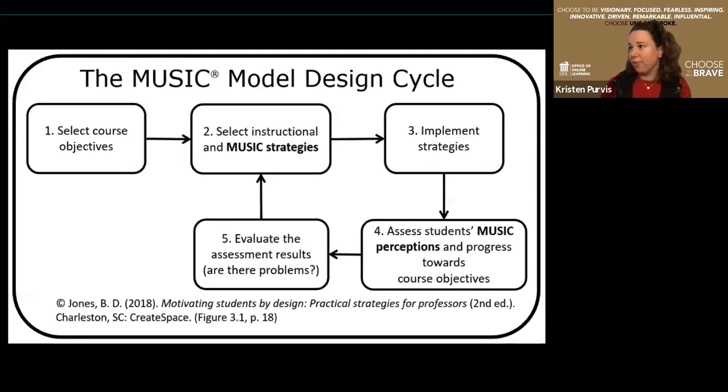Okay, and next we've got a couple diagrams from the MUSIC Model book. So you can see the first step is to select your course objectives, select your instructional and MUSIC strategies, implement those strategies, and then assess your students' understanding of how their perceptions of those work into the course. And you can do that by asking them those questions that I had on the previous 5 slides when you're evaluating. And then once you get their responses, you can look at the results and see if there's any areas that have problems and how you can improve those.